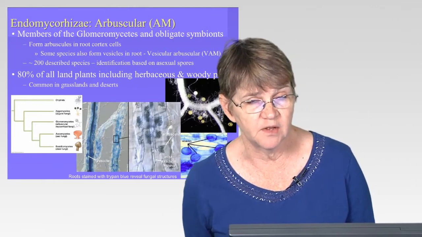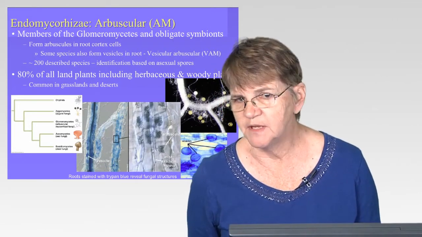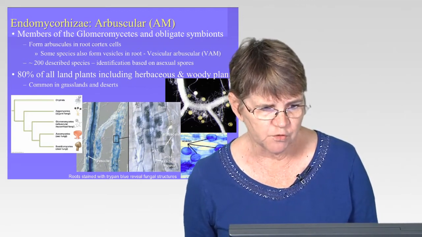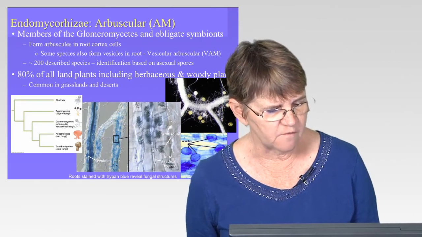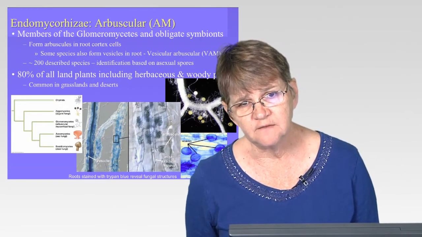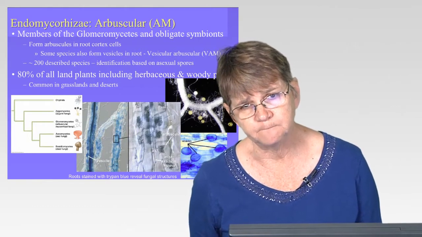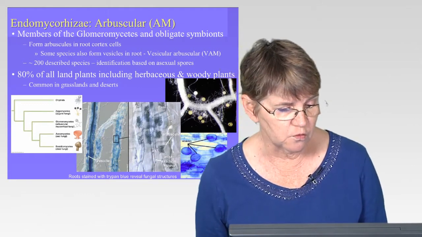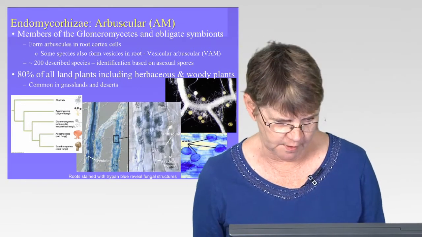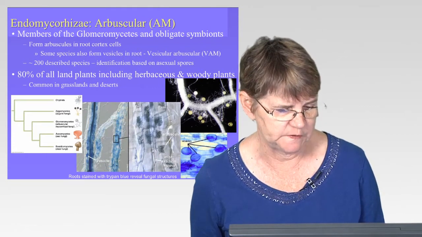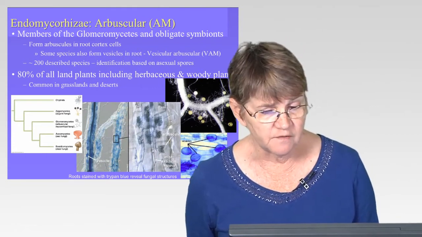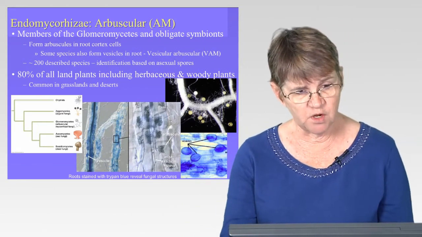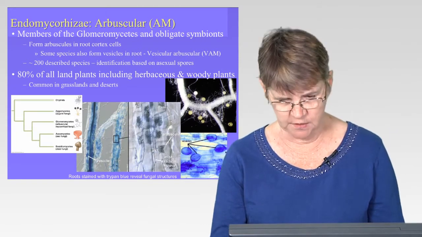The first type I want to talk about is an endomycorrhizae, and it's called arbuscular mycorrhizae. This group of fungi are very ancient, and they are believed to have influenced the evolution of plants as they came onto land. They have their own group of fungi called the Glomeromycetes. The Glomeromycetes contain all of these arbuscular mycorrhizae, and their name comes from the fact that they form structures inside of the root cortex.